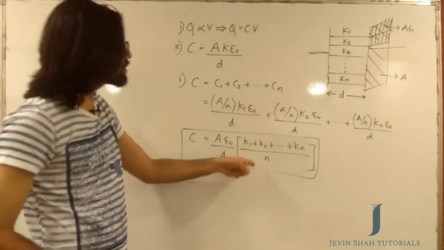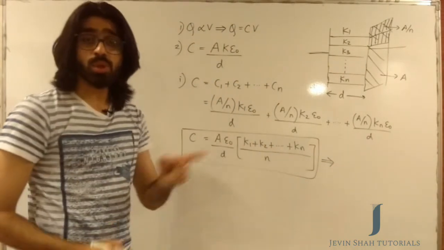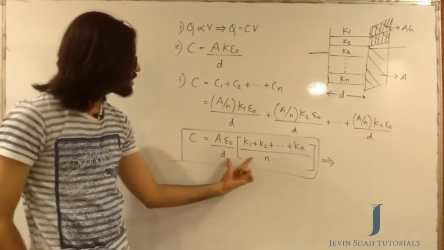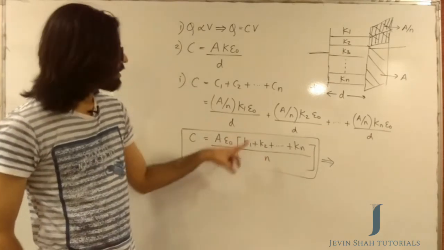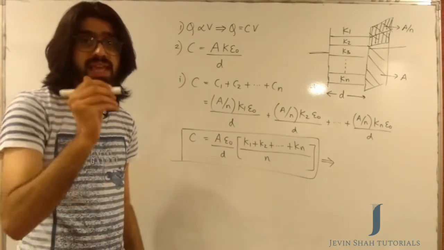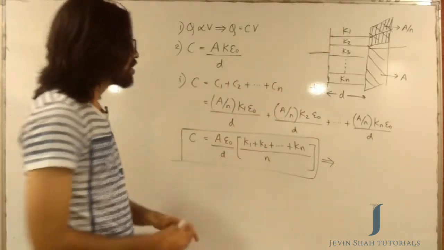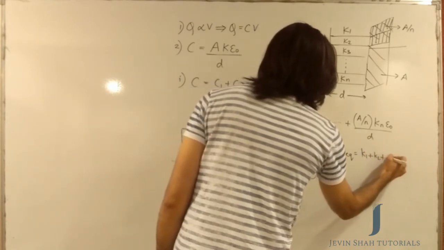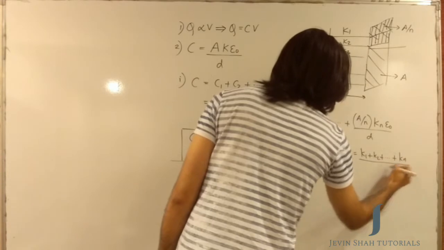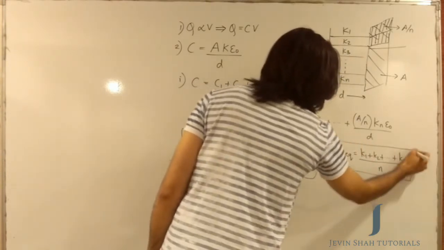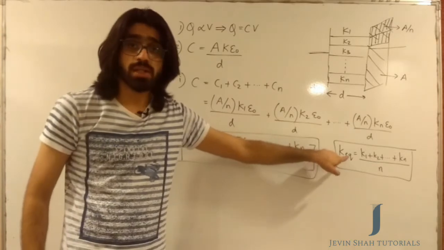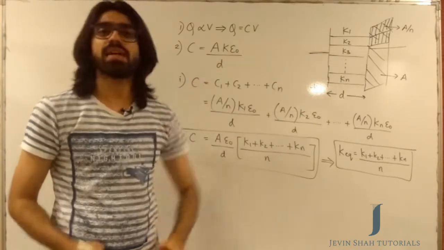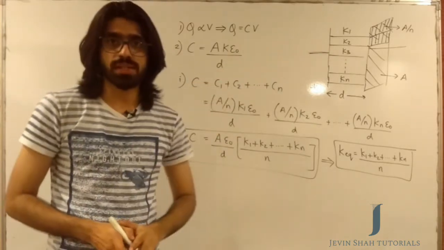Okay, so if you compare this formula, you know very well that the formula for capacitance is A K epsilon naught upon D. So if I compare this formula with A K epsilon naught upon D, you realize that K equivalent for this setup would be K1 plus K2, that goes on up to Kn divided by N, and that is the resultant dielectric constant whenever you are placing your dielectrics in this manner inside a capacitor. Okay, this is one way of rearranging the dielectrics.